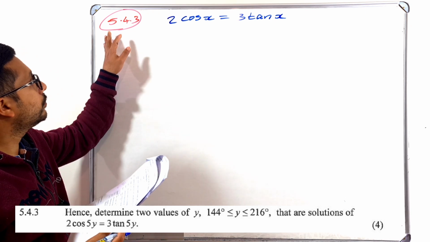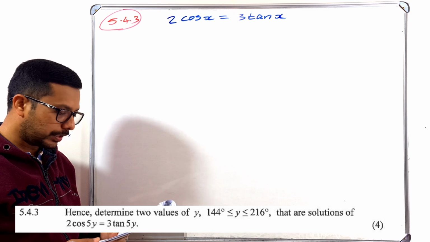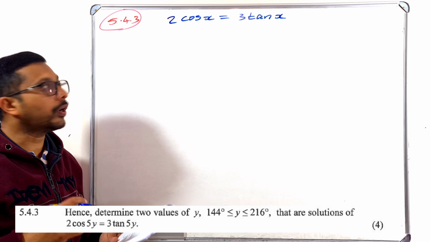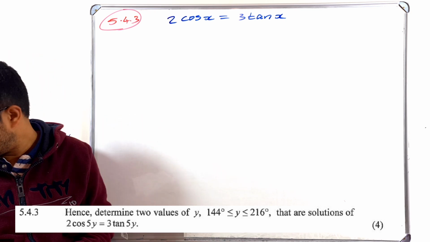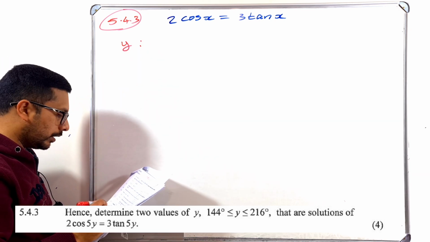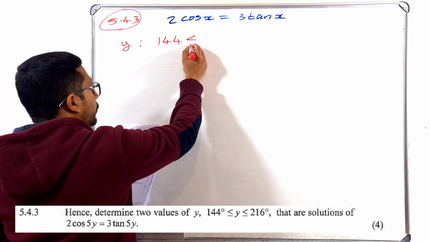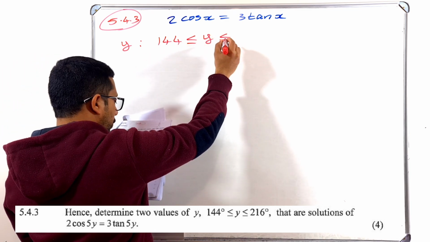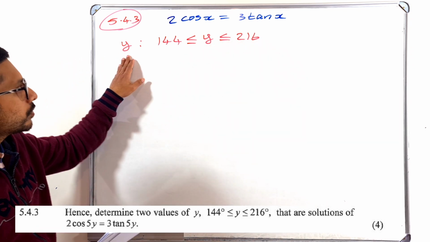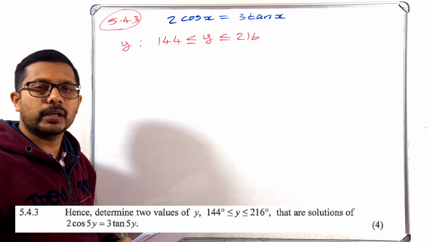Now let's go to question number 5.4.3. What is written there? Hence determine two values of y. You have to find two values of y, and y must lie between 144 and 216, that is 144 less than or equal to y less than or equal to 216.